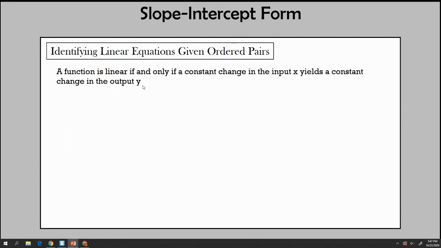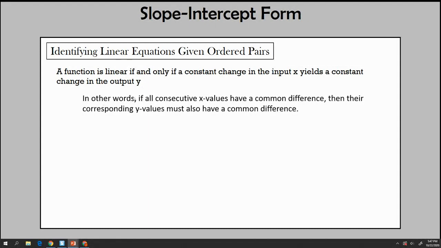Second type of question is going to be this: what if I gave you the information as a list of ordered pairs? So what we're saying here is a function is linear if and only if a constant change in the input, which is the x value, yields a constant change in the output, which is y. So if we're given ordered pairs and asked to identify if it's a linear equation based on the ordered pairs they give us, what we got to do is look at all consecutive x values and see that they have a common difference. If they do, then their corresponding y values also have to have the same common difference.